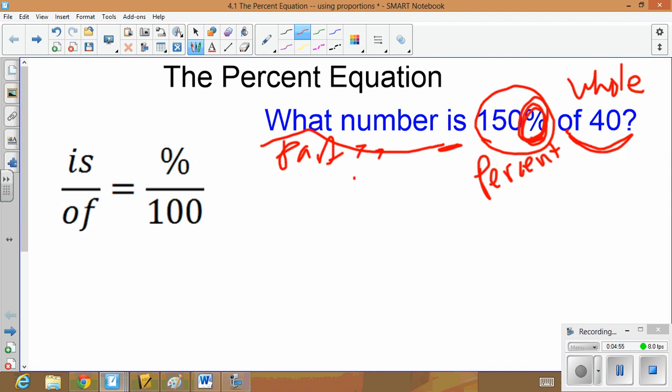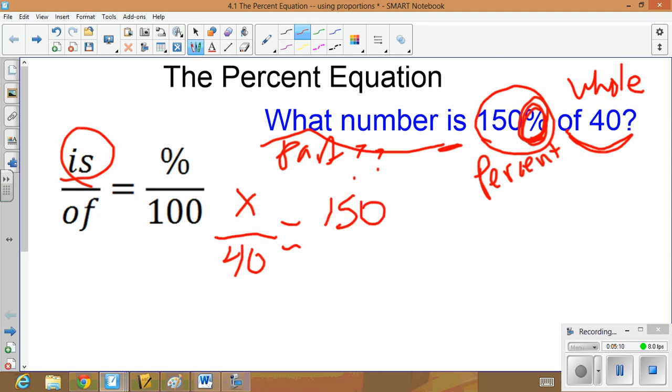Okay, I'm looking for the part. So since the part is missing, I'm going to put an X in the numerator, over a total of 40, that's my "of", equals, my percent, which is 150. So notice I'm just writing the number, dropping the percent sign, over 100. The denominator here is always 100.